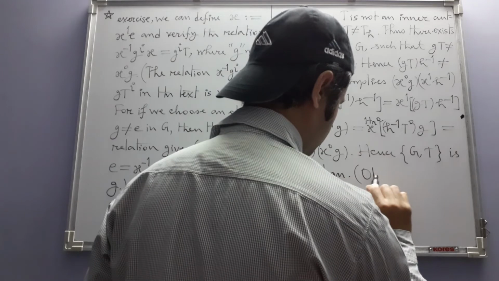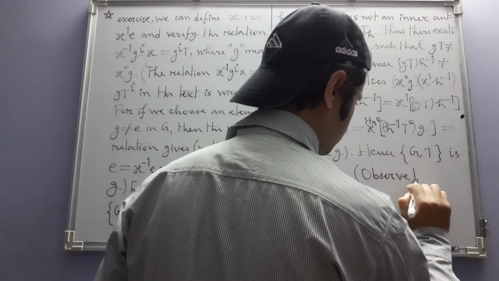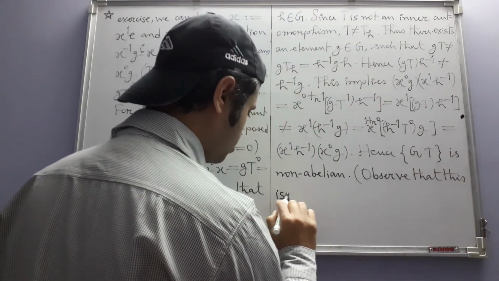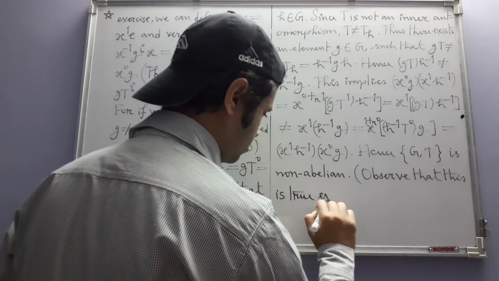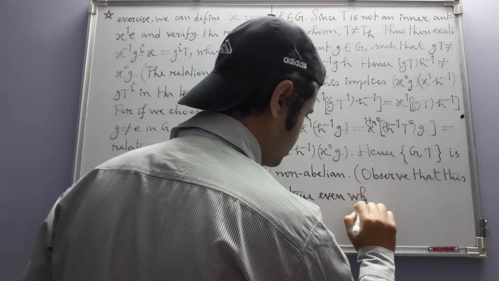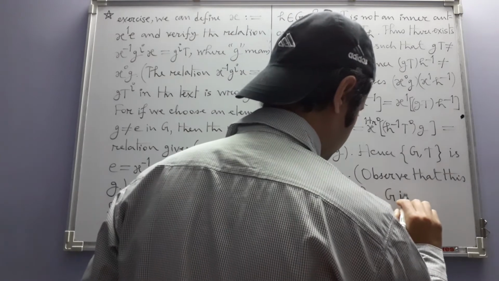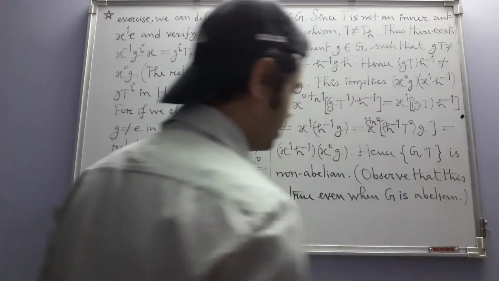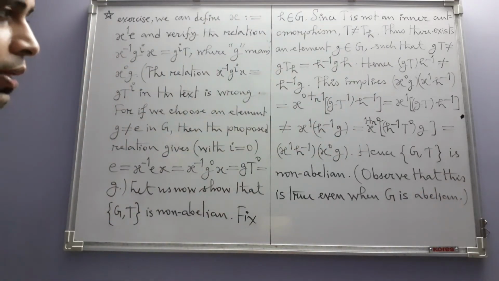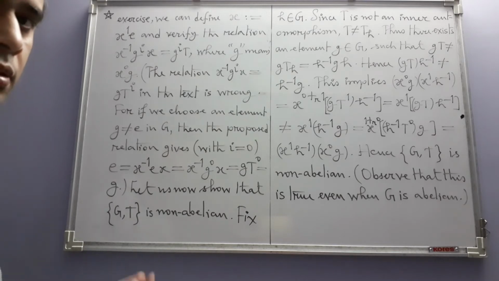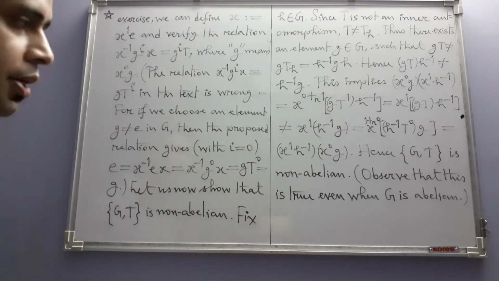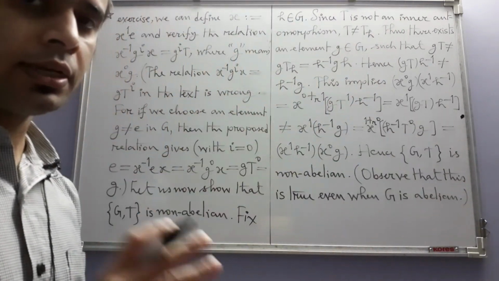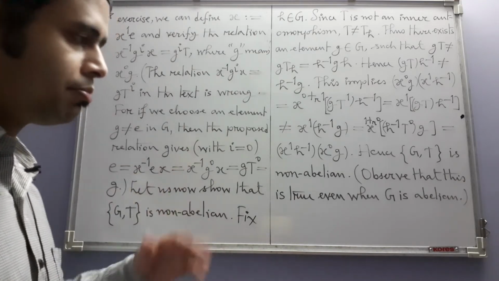Observe that this is true even when G is abelian. That is the nice thing about this construction. Even when our original group is abelian, we are constructing a non-abelian group. Now we are going to embed G inside this larger group so that the other parts can be shown.